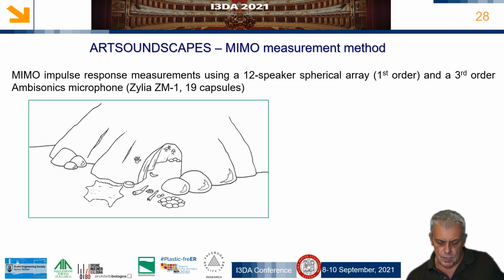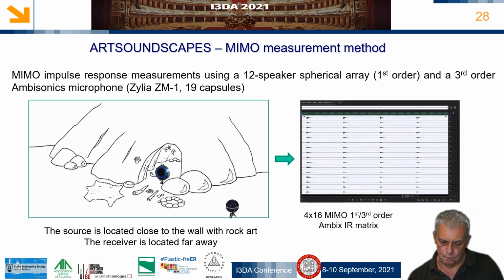The first project where this MIMO technique is being employed is Art Soundscape, which is a project about the acoustics of archaeological sites where there is prehistoric rock art. Sometimes it is inside a cavern, like in this example, where a 12 loudspeaker array is placed, and the recording is made outside the cavern using a Zylia third order ambisonics microphone. In this way, we measure a 4 by 16 MIMO filter matrix, where the source has a first order ambisonics directivity and the receiver is full third order.